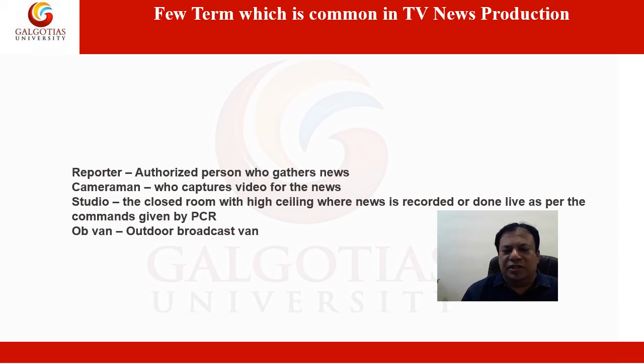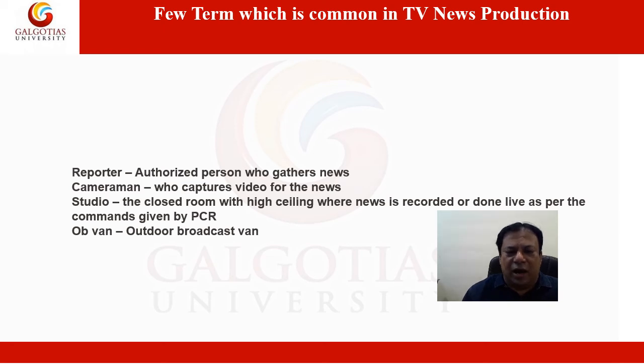Here I'm going to discuss a few terms with you, like reporter. A reporter is an authorized person who gathers news, and there are different kinds of reporters. On the basis of their area or assigned work, we can have different kinds of reporters, like a political reporter. Apart from it, there might be reporters who cover sports news or information, and in this way they work.